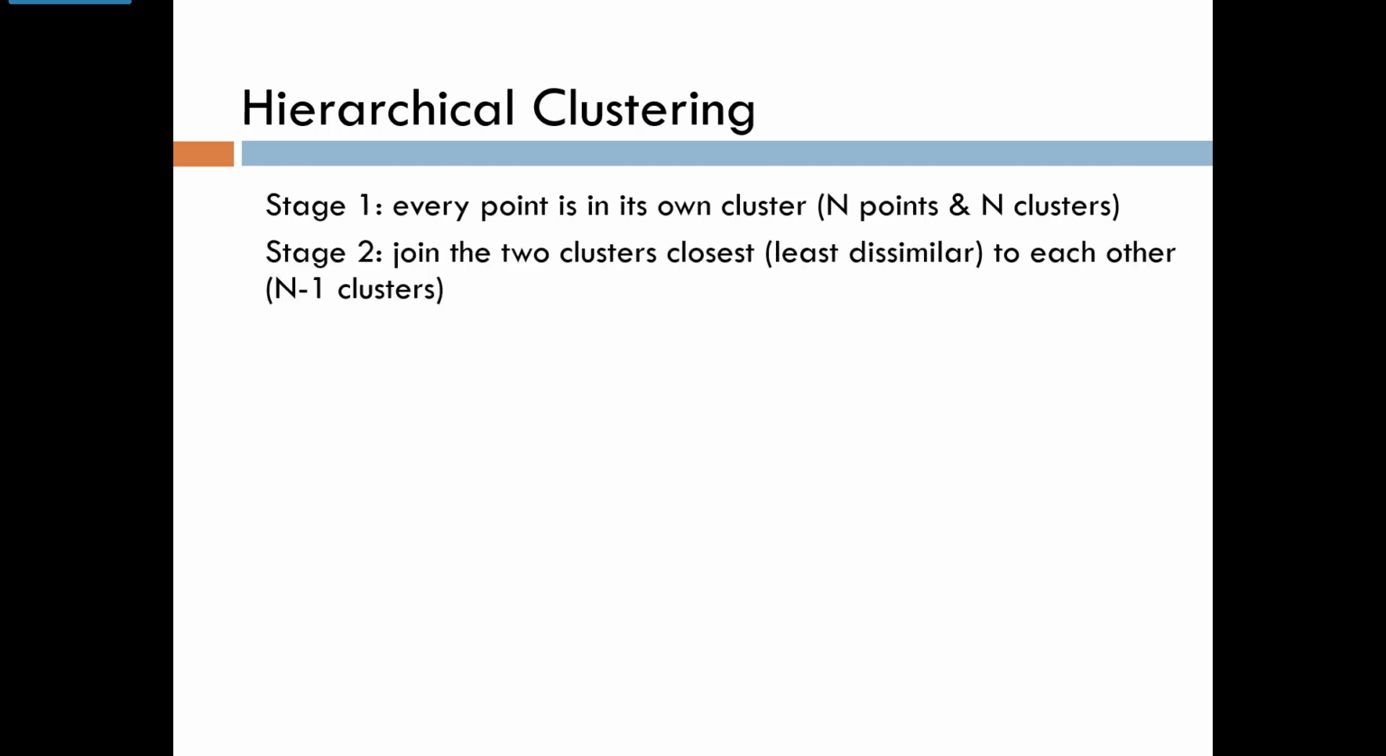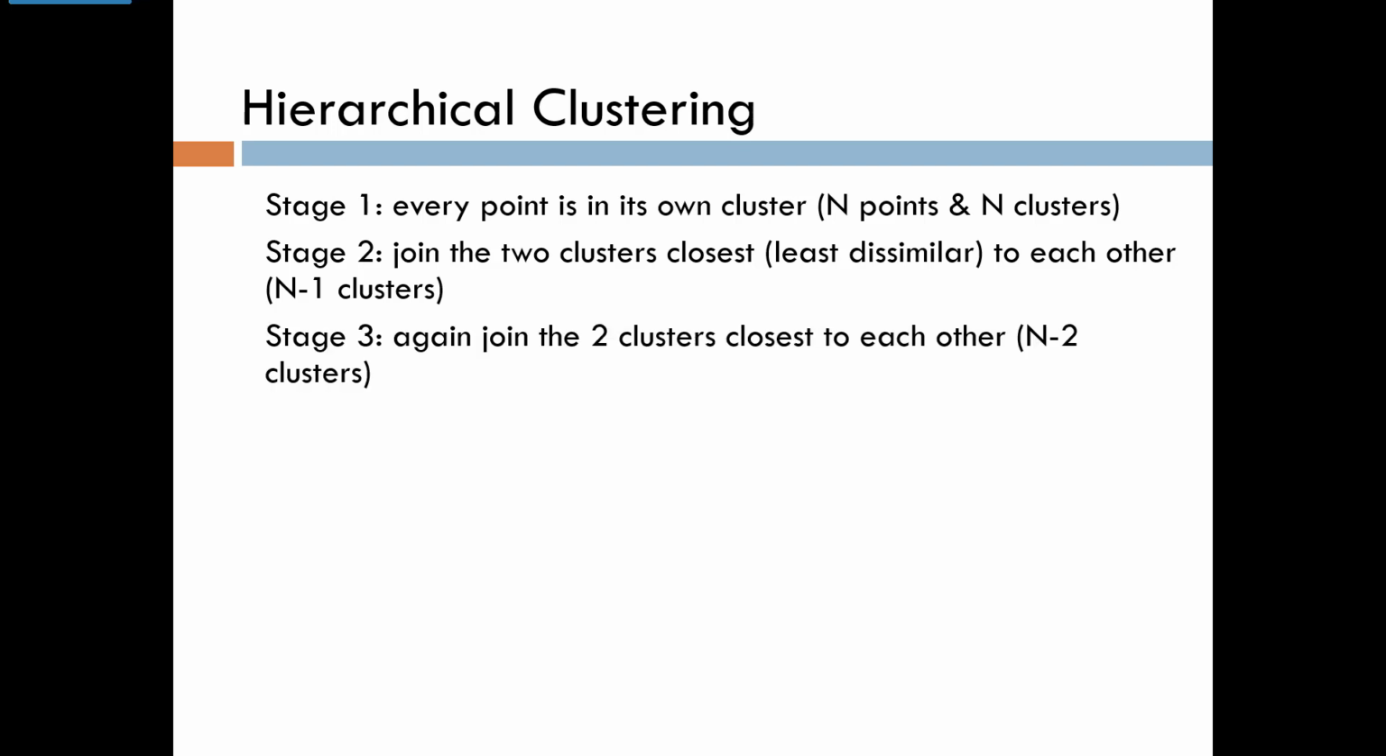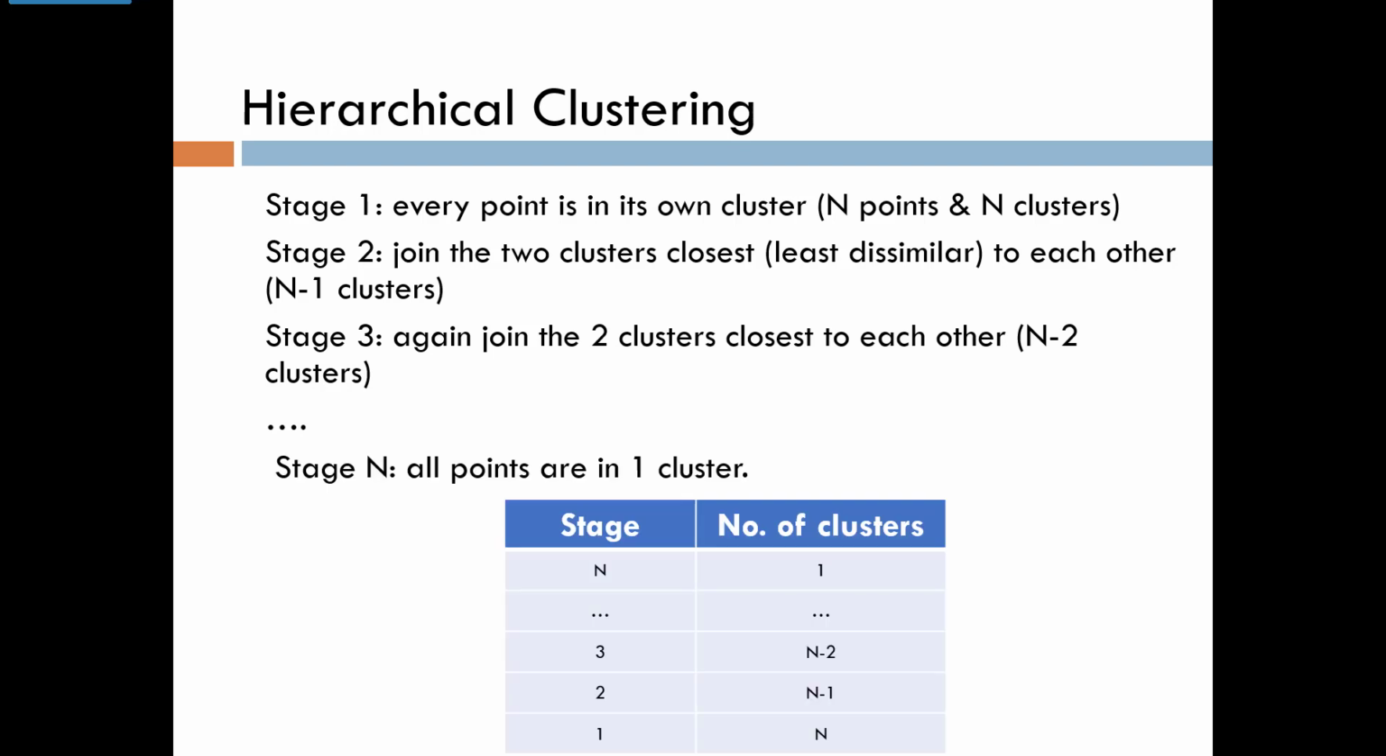In stage 2, join the two clusters closest to each other, that is, least dissimilar from each other. This results in n-1 clusters. In stage 3, again join the two clusters closest to each other. This results in n-2 clusters. And so on. Keep going until all the points are in the same cluster.